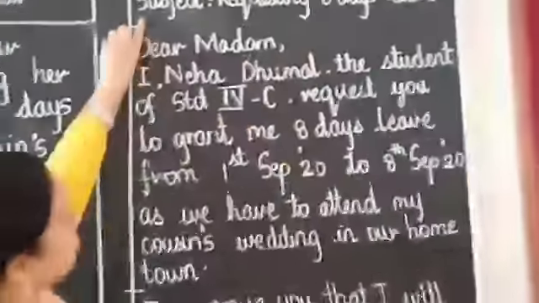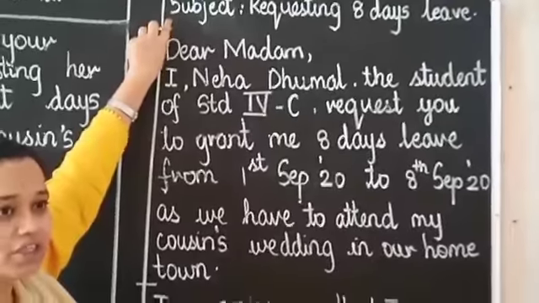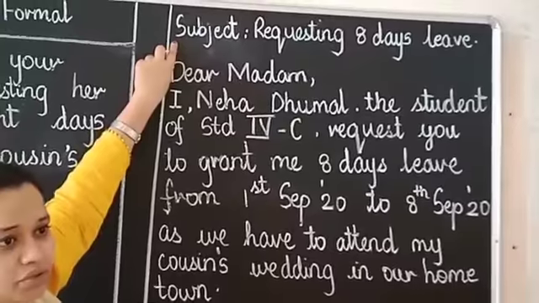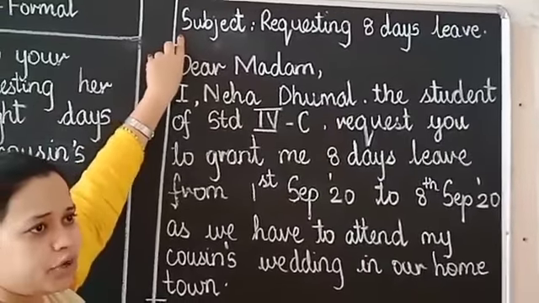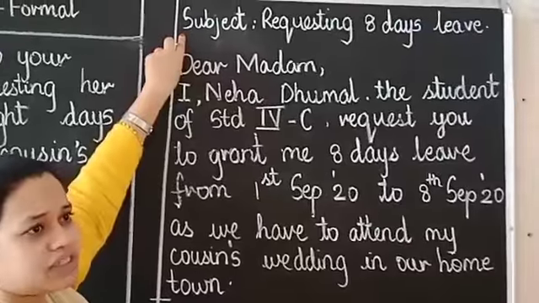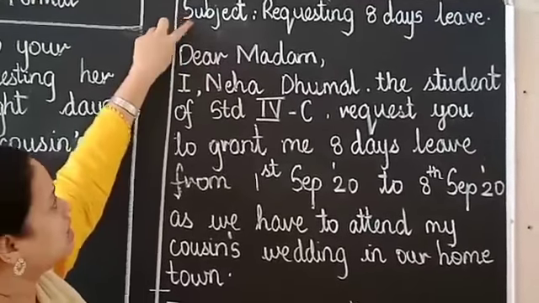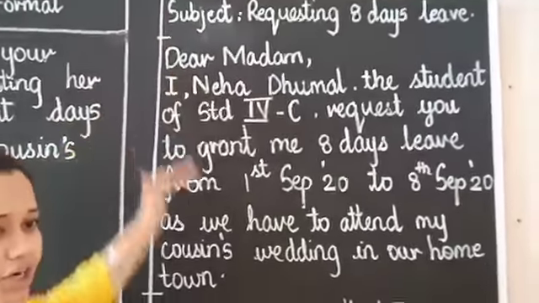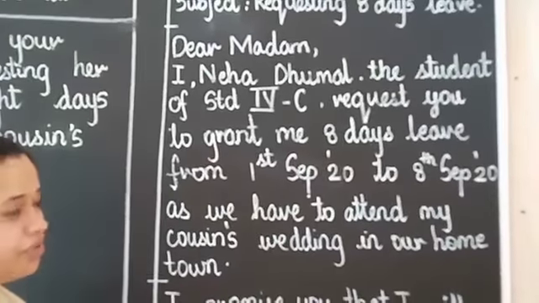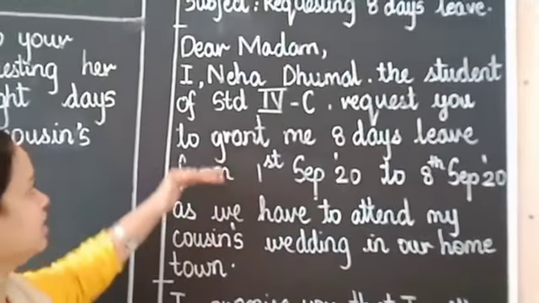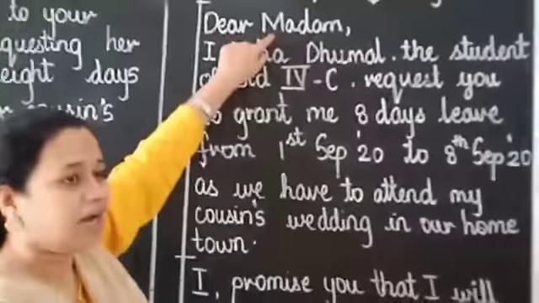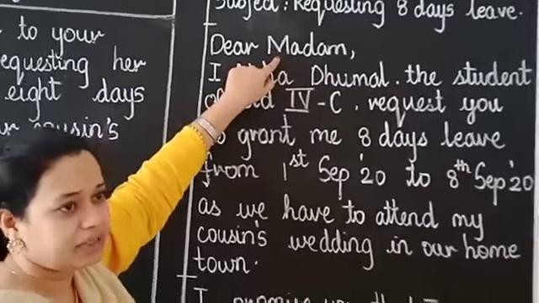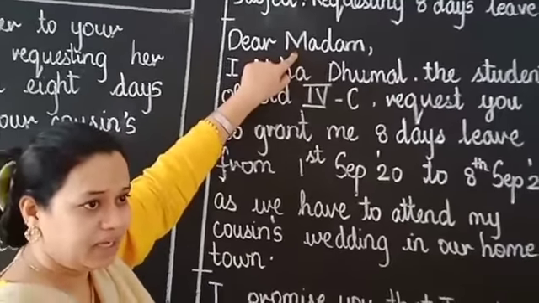Now after writing the subject, remember children, the subject should be very precise. That means to the point. We don't expect you to write big sentences. To the point, in 1 word, 2 words or 3 words maximum. Try to finish up your subject. Leave a line there and we begin with the body of the letter. As we have seen in the explanation video, the body of the letter starts here now. Dear Madam. Now our principal is a lady, she is a madam. You can write sir if the principal is a male person.